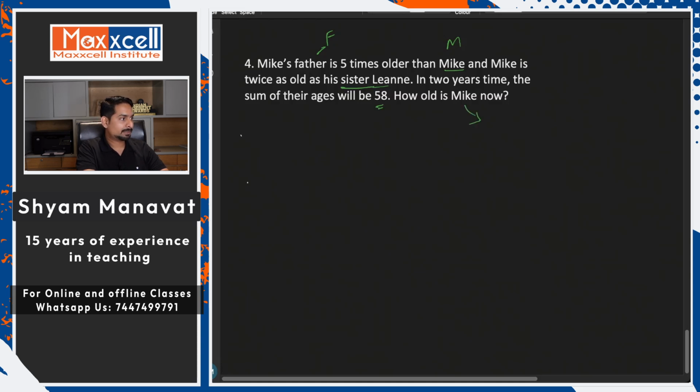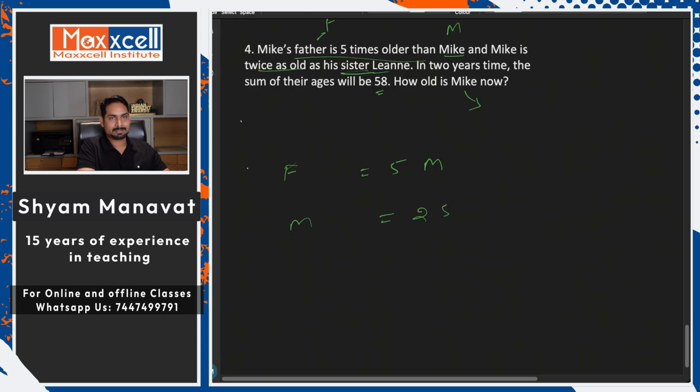Now see, Mike's father is 5 times Mike. I hope you are not having any issue with how I'm writing this. Mike is twice as old as his sister, so Mike equals twice his sister. Sister S, Mike M, father F. Are you okay with this? Now, the question says when you add all of them.